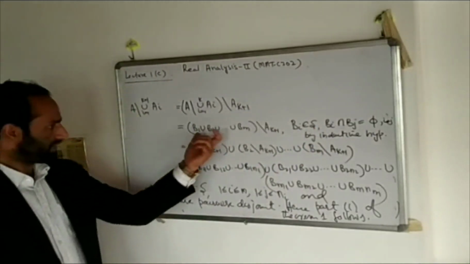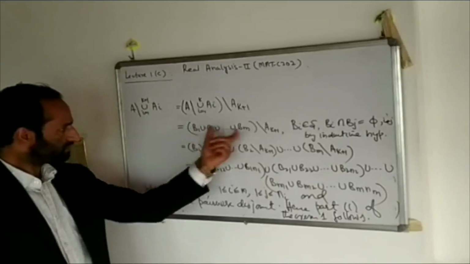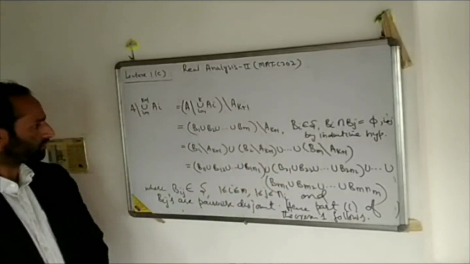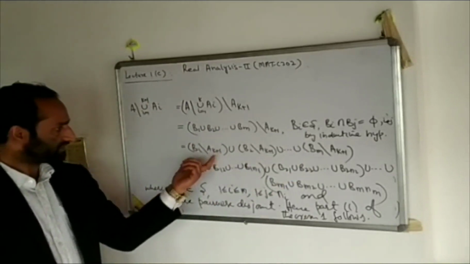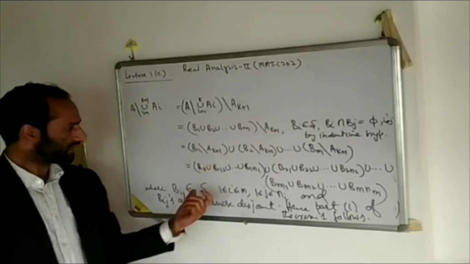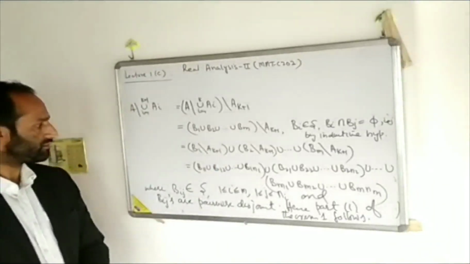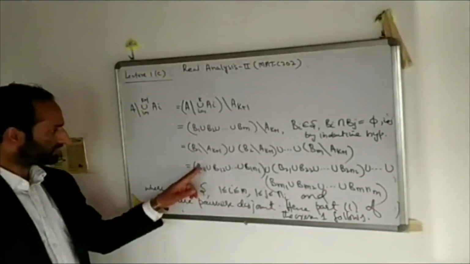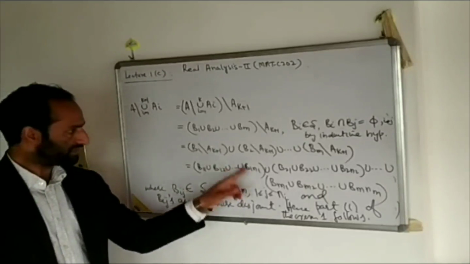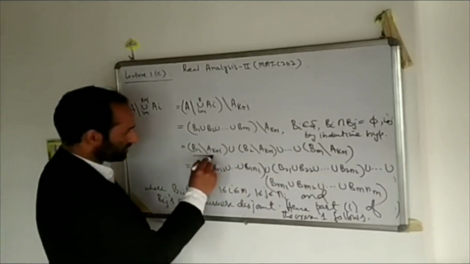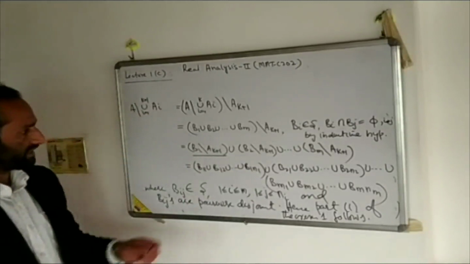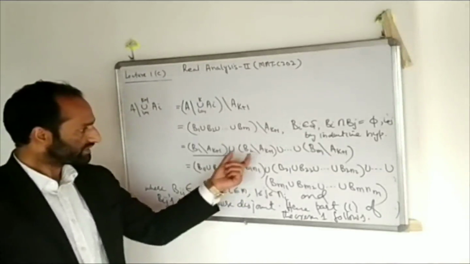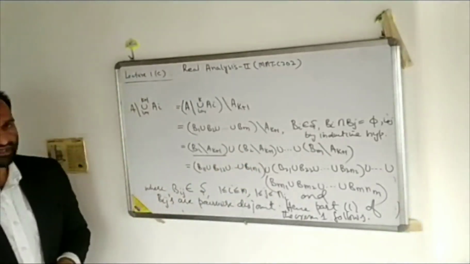Next we can write it as B1 minus A_{k+1} union B2 minus A_{k+1} union and so on up to union Bm minus A_{k+1}. Again, the set difference of two members of S can be written as a finite disjoint union of members of S. So the first part is equal to B11 union B12 union and so on union B1n1. And the second part, again B2 and A_{k+1} are members of S, so the difference can be written as a finite disjoint union of members of S.